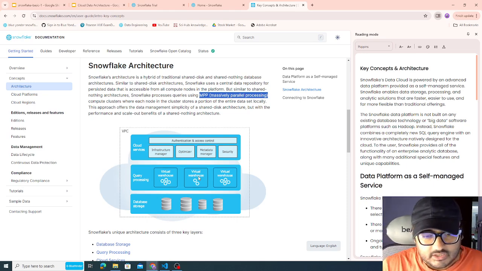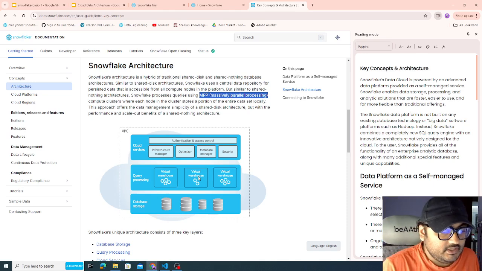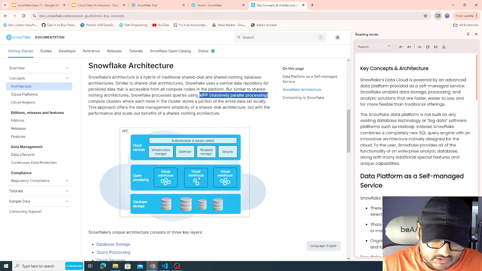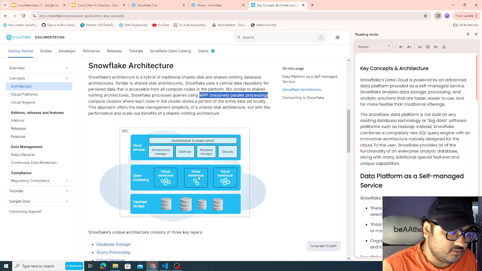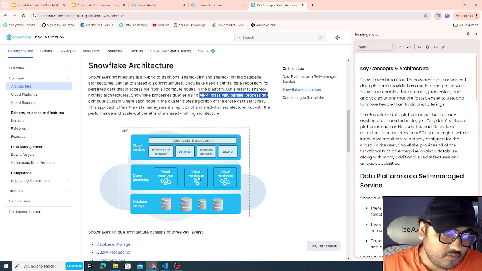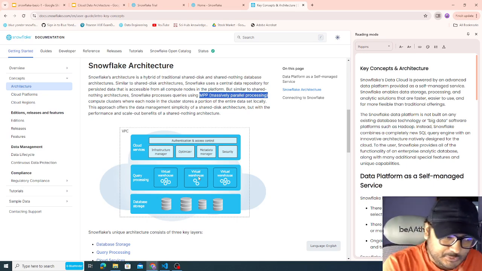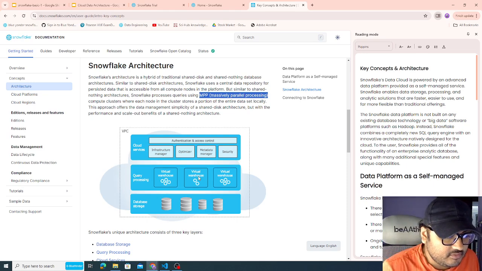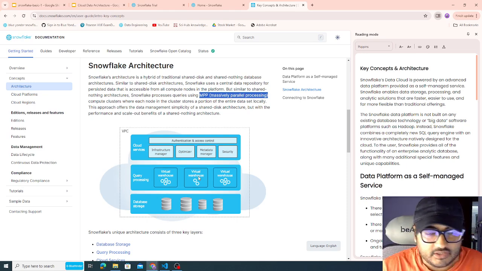So the storage layer is responsible for your data storage, and Snowflake uses a columnar format and a compressed format. These are the key things we need to remember. First one is columnar, second one is compressed format, right? And it is used to store structured data, semi-structured data, as well as unstructured data. It's designed to store massive amounts of data which can be automatically compressed to save space.